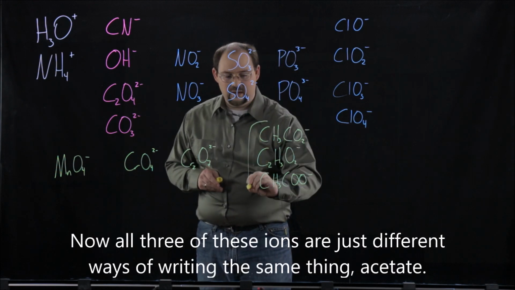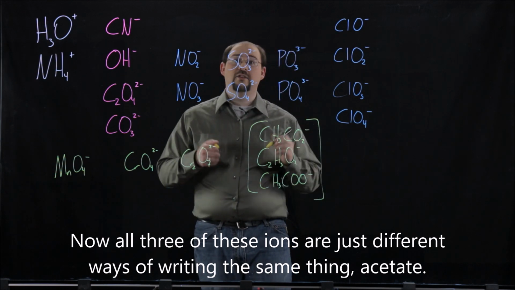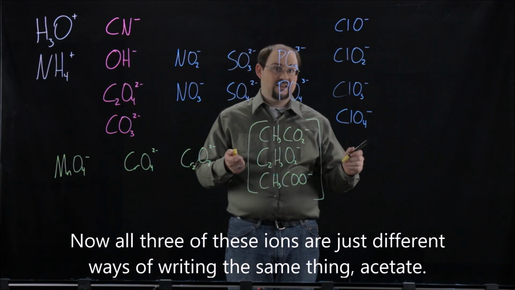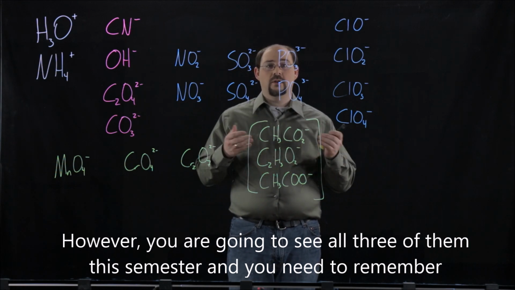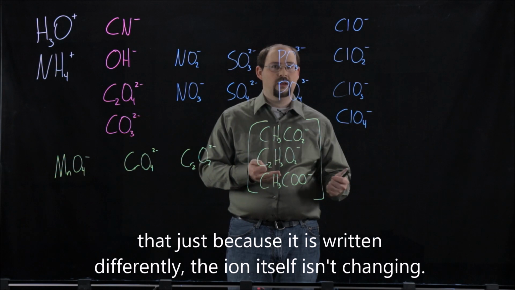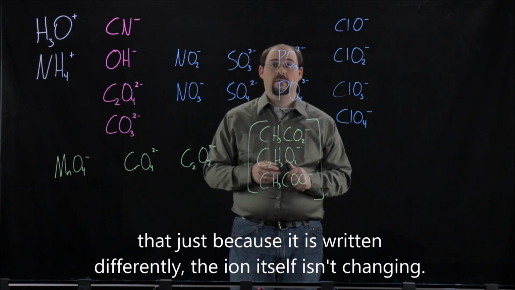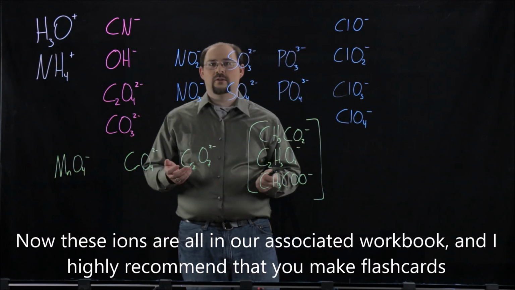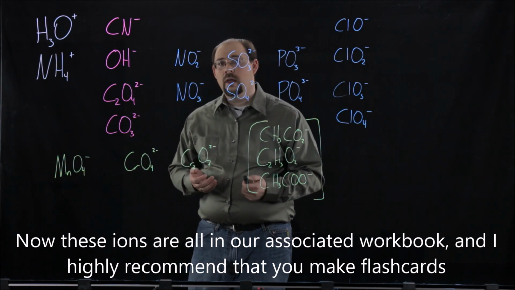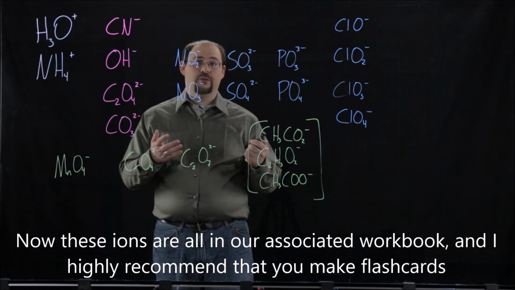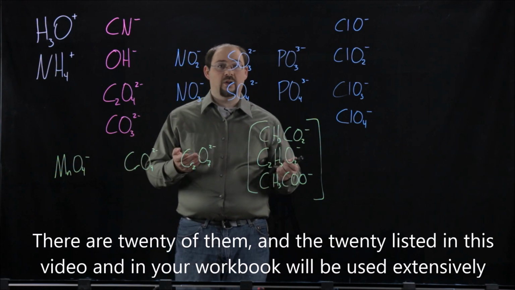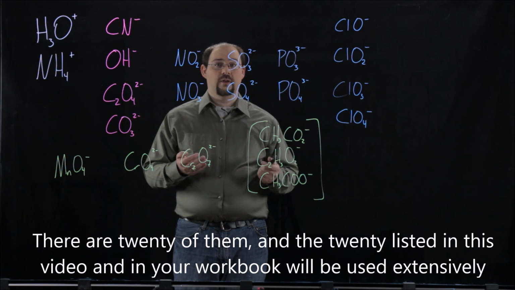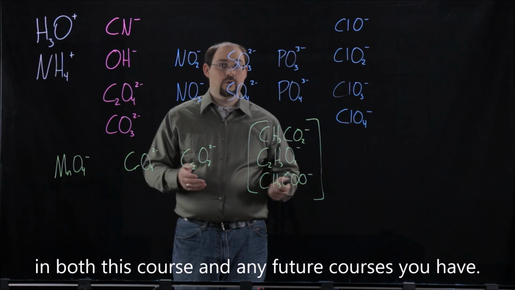Now all 3 of these ions are just different ways of writing the same thing, acetate. However, you're going to see all 3 of them this semester, and you need to remember that just because it's written differently, the ion itself isn't changing. Now these ions are all in our associated workbook, and I highly recommend that you make flashcards or something else in order to memorize these polyatomic ions. There are 20 of them, and the 20 listed in this video and in your workbook will be used extensively in both this course and any future courses you have.